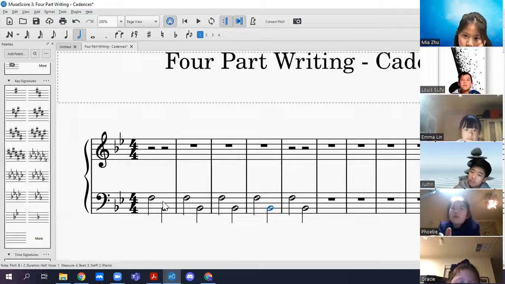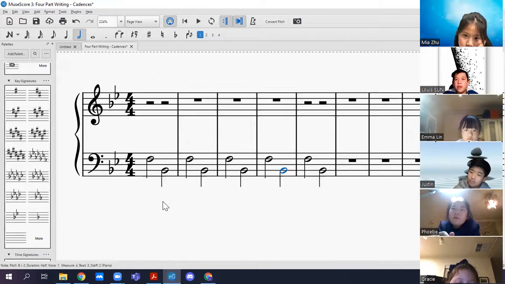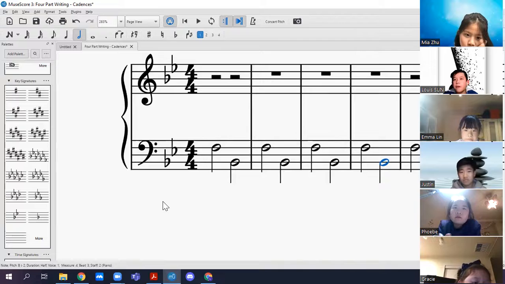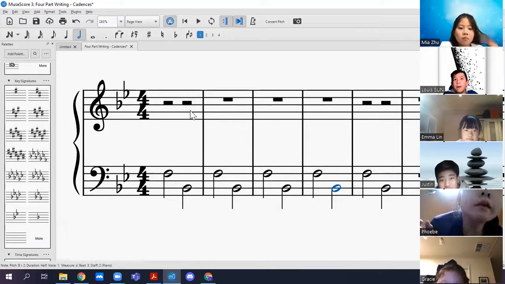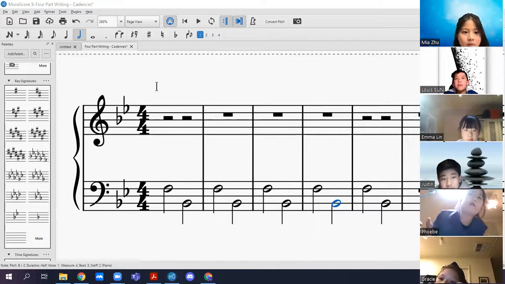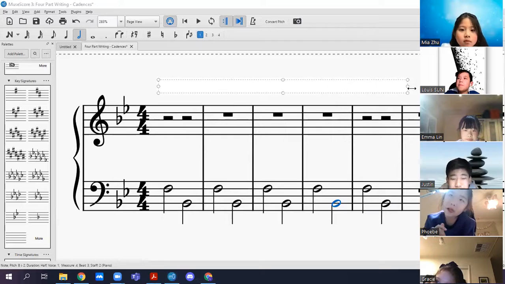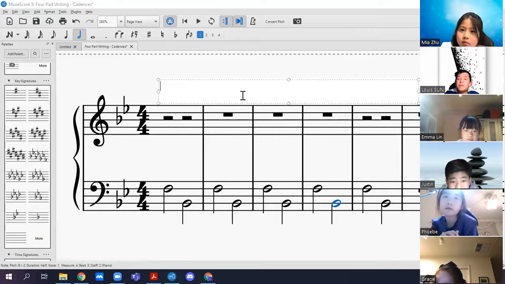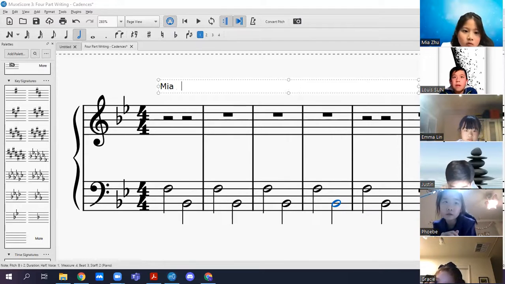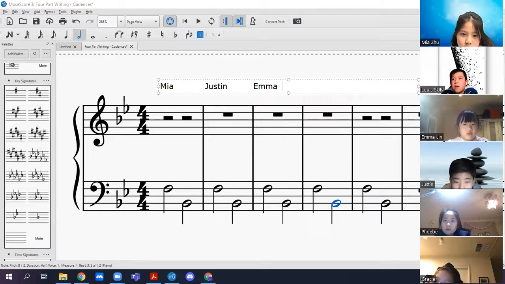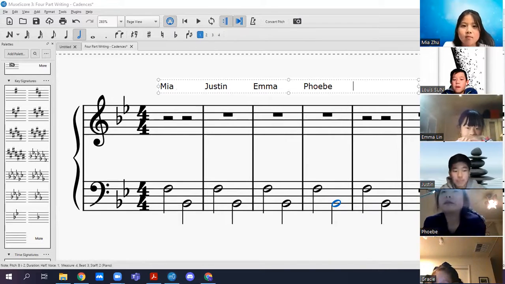Right. Okay. So here's a template for a perfect cadence in B flat major. I'll assign the template. First one for Mia. Justin. Emma. Phoebe and Gracie.